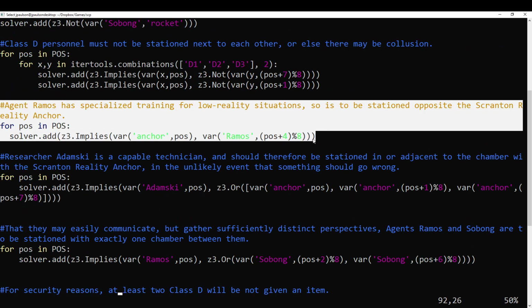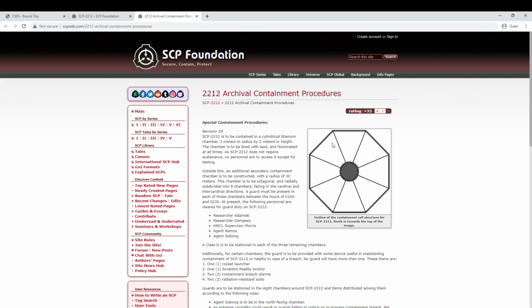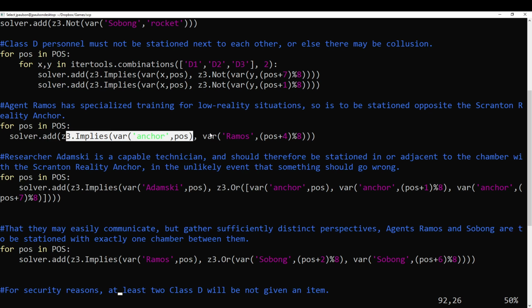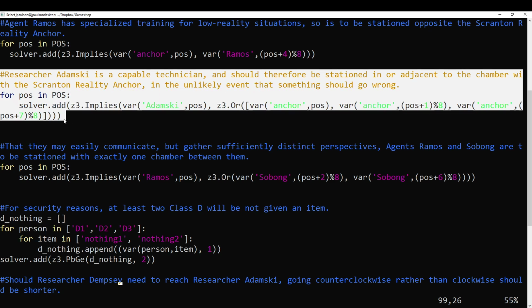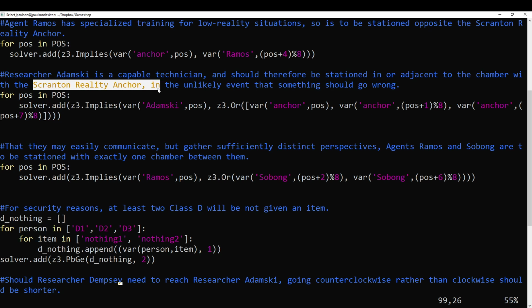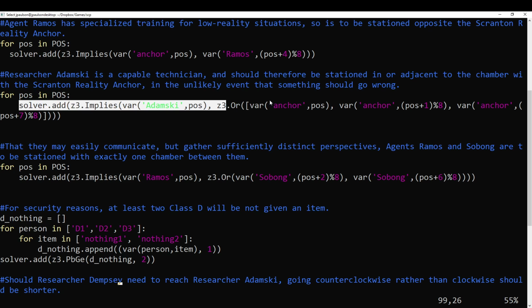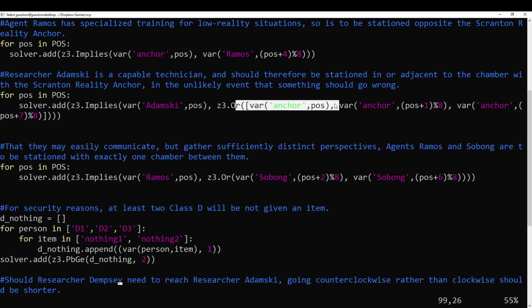Okay. This one says that Ramos has to be standing opposite the anchor, right? And because the whole thing is 8, opposite just means like 4 away from. So if the anchor is at some position, then Ramos must be at that position plus 4 mod 8. So that's fine. Domsky has to be in or next to the anchor. So for each position where Domsky could be, it must either be the case that the anchor is at that position, or the position after that position, or the position before that position.